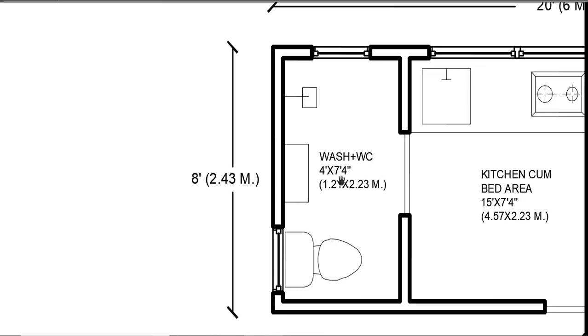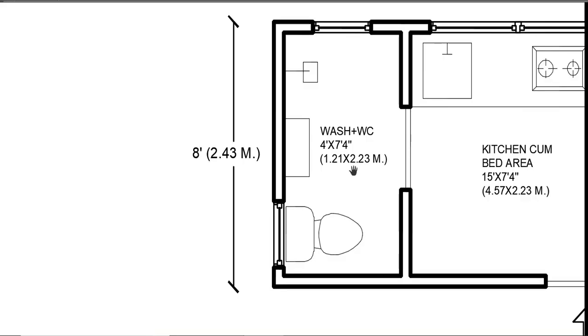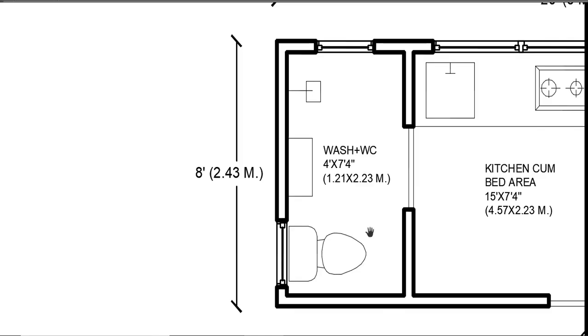After that we'll go on the left side. So we have common use washroom plus water closet here. The size of this washroom is 4 feet into 7 feet 4 inches, in meters 1.21 into 2.23 meters. You can see here the wash basin, water closet and the shower area, and we have two ventilators for ventilation of this washroom. So this is the floor plan of the house you are watching on the screen.